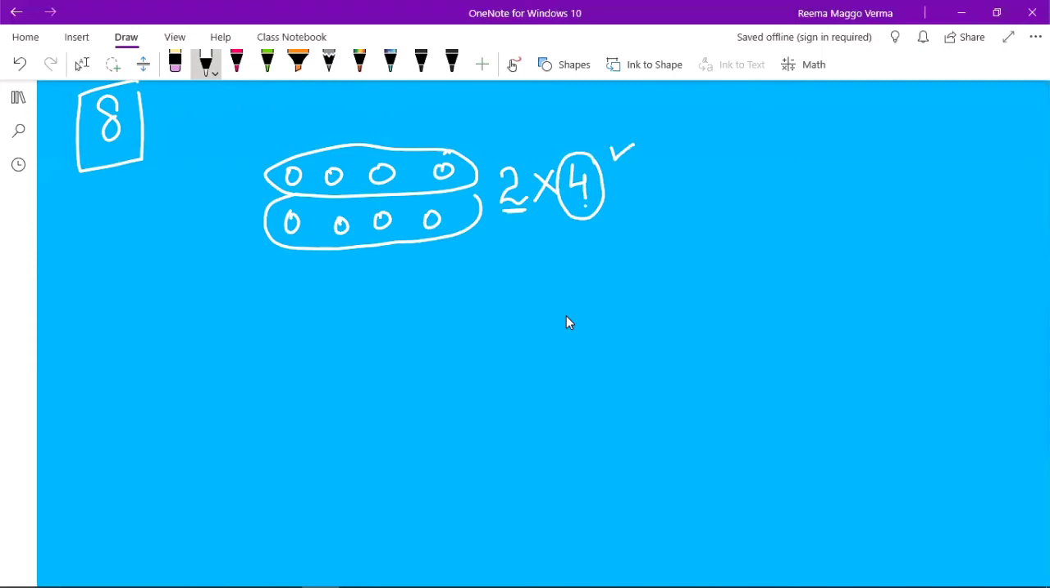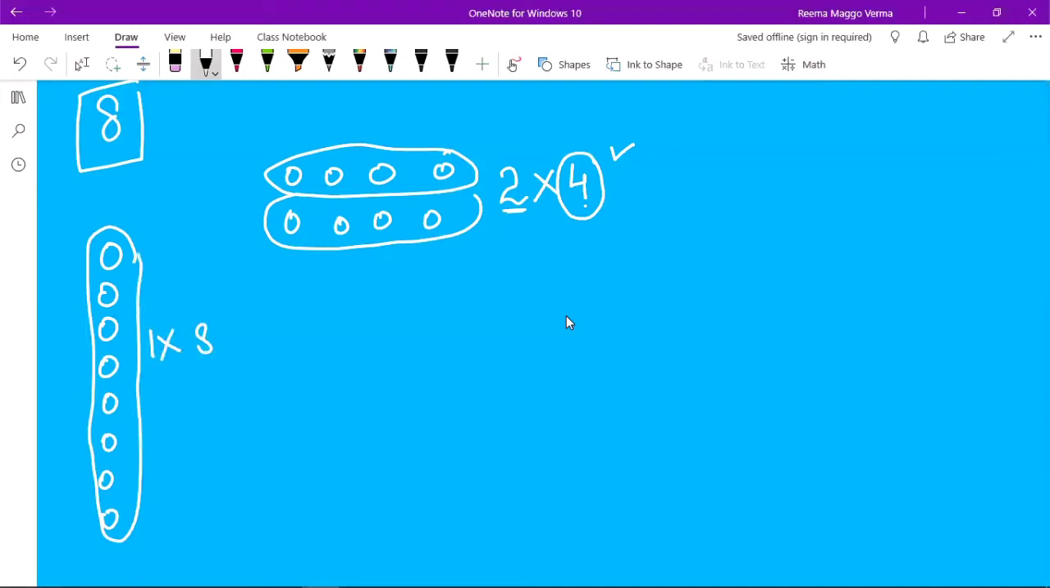Let's draw another 8 and see. This is one group of 8 because we have divided 8 into a single group of 8. So 8 is also a factor of 8.